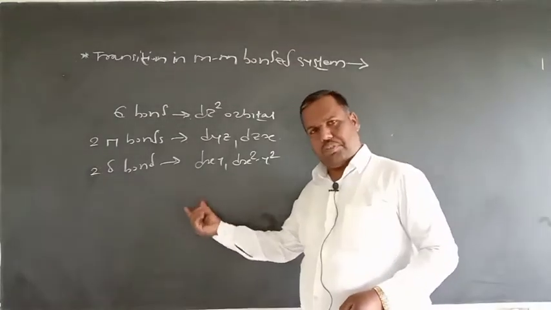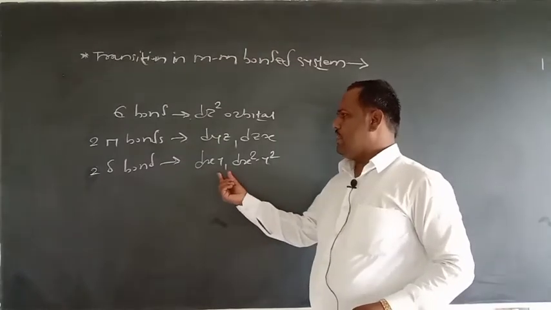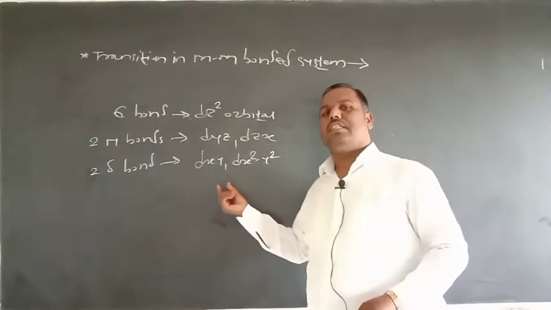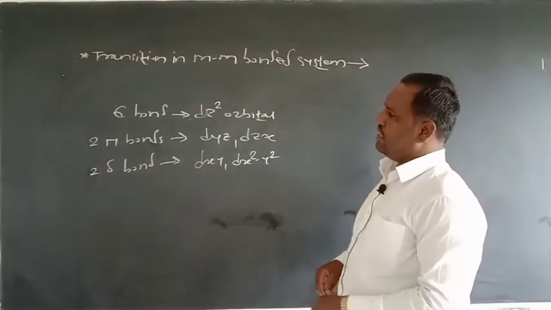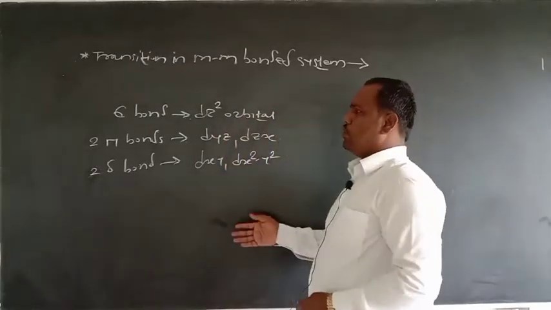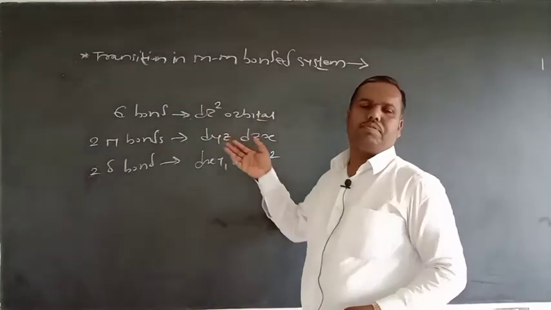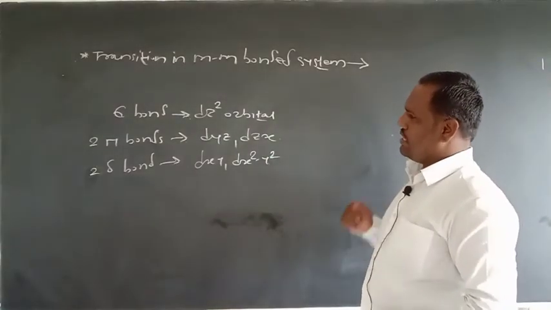This is the first case, in which the dx square minus y square orbital is not involved in bonding with the ligand which is attached to the metal atom. We will also discuss the energy level diagram, that is sigma, then 2 pi, then delta, then delta star. So this is the first case. We already discussed the second case.